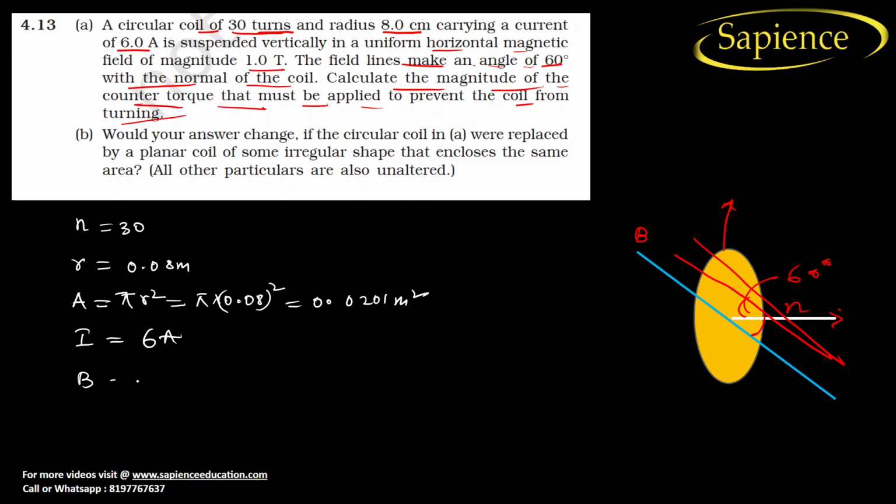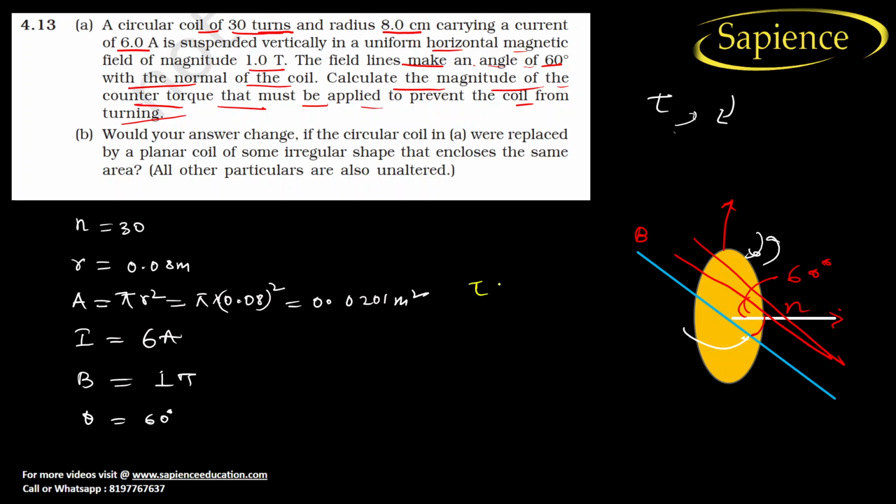Magnetic field B they have provided you, that is 1 Tesla. And one more thing they have provided you is the angle, theta equal to 60 degree. Now what they are asking is the amount of counter torque. When there is an angle, torque will be created. Now how much torque will be required to prevent it from turning? Because it will create a turning moment, and due to which it will try to turn. But I want to stop this. So an equal amount of torque will be applied so that we can stop it, right? So how much torque we need to apply?